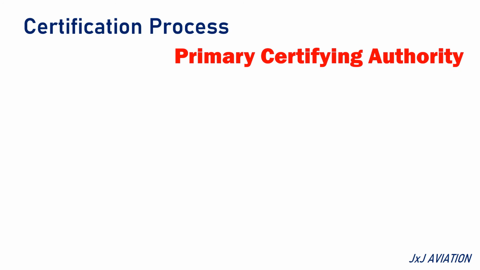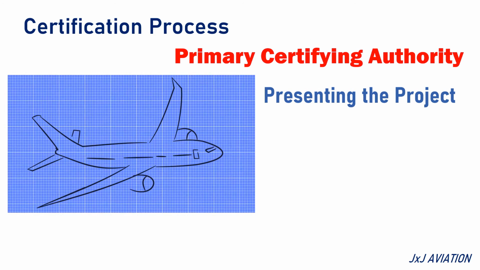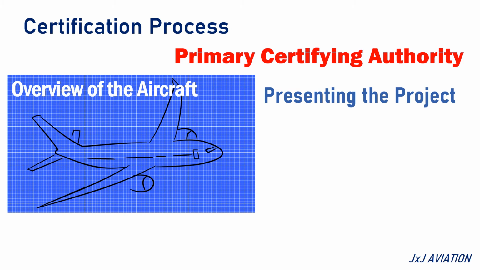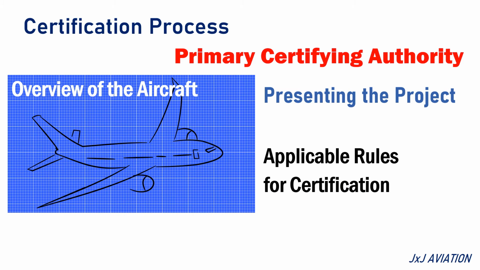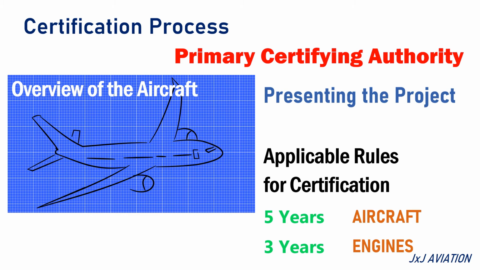Now let's look at the certification process for an aircraft. An aircraft is given a specific type certification by a primary certifying authority based on a certain process. The first step in the certifying process is presenting the project. This will give an overview of the aircraft which is going to be manufactured and the rules that are applicable for its certification. This certification would be valid for 5 years for the aircraft and 3 years for its engines.